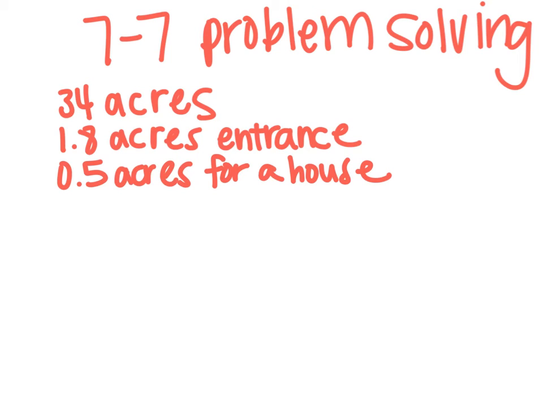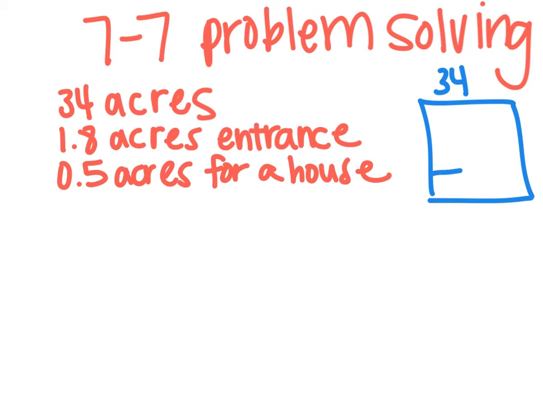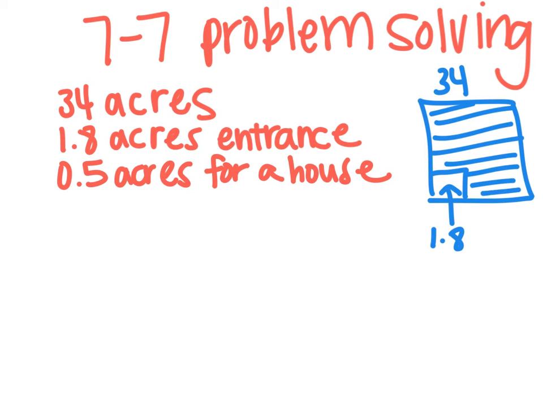I'm going to draw myself a little picture. Here's the picture of all my land, which is 34 acres. And let's say the entrance is over here in the corner. This is 1.8 acres, okay? And then with all this shaded part, I'm going to make little plots of land for houses, and each house is 0.5 acres. So 0.5, 0.5, on and on and on. So I want to know how many of these little 0.5 acre boxes I can make, okay?